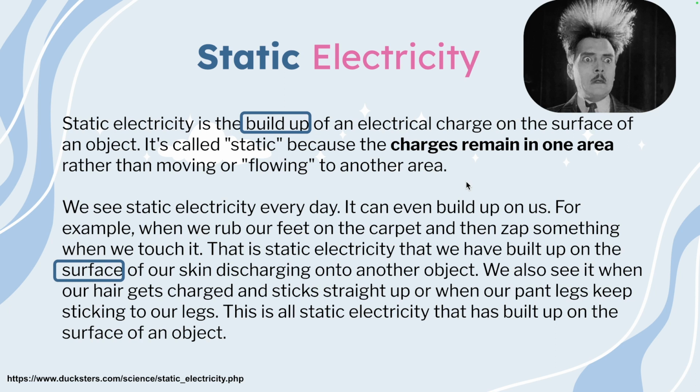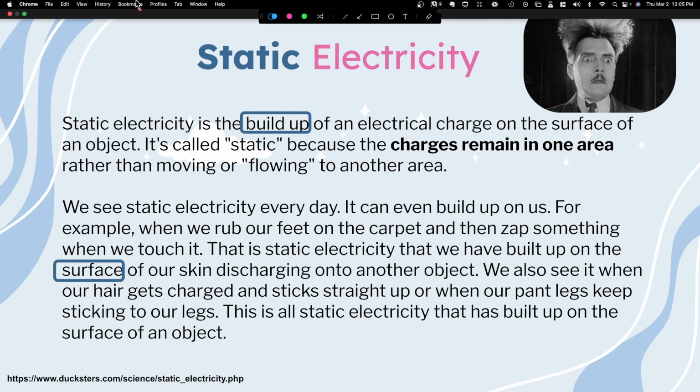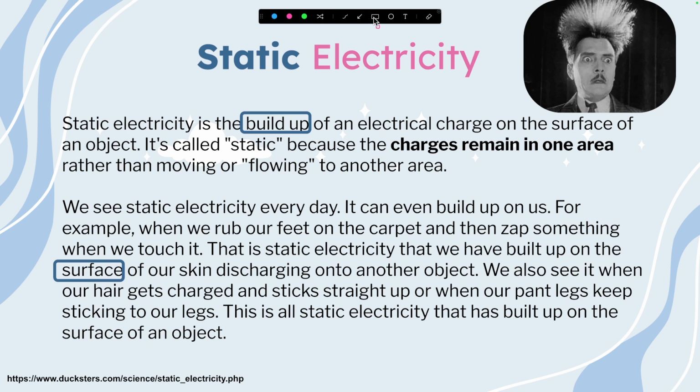More about static electricity. It's the buildup of an electrical charge on the surface of an object. It's called static because the charges remain in one area. That's an important distinction. The charges remain in one area. Let me back this up a second. So the other type that we just looked at again is current electricity, and that's the key difference. They don't move anywhere in static electricity, but in current, they're going to flow like the current of a river.